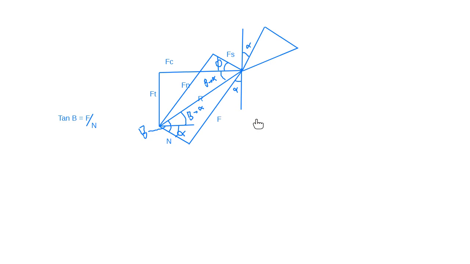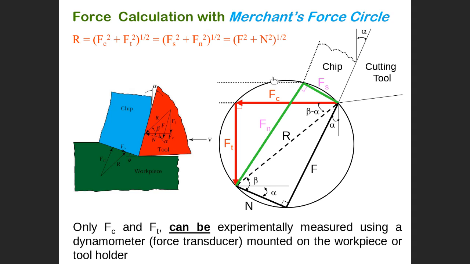This is really very, very important. You must practice by yourself. You must learn how to draw the Merchant circle. This is very easy, as you can see here. Okay, any question? Guys, any question? Is it clear how to draw the Merchant circle? Okay, get back to the slide again.